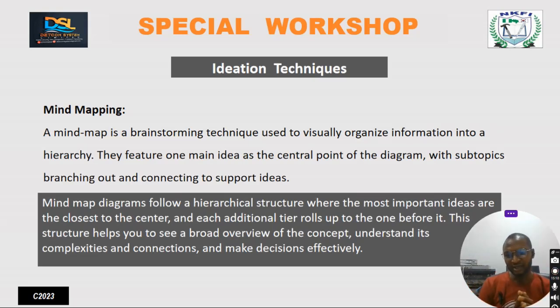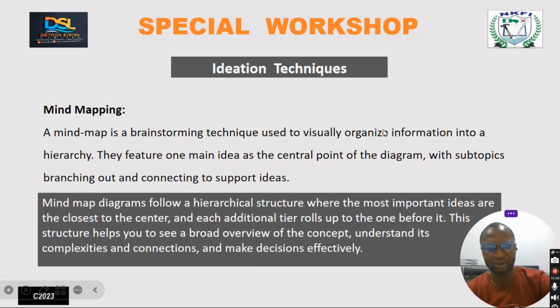Mind map diagrams follow a hierarchical structure where the most important ideas are the closest to the center. Okay, let me show you this.